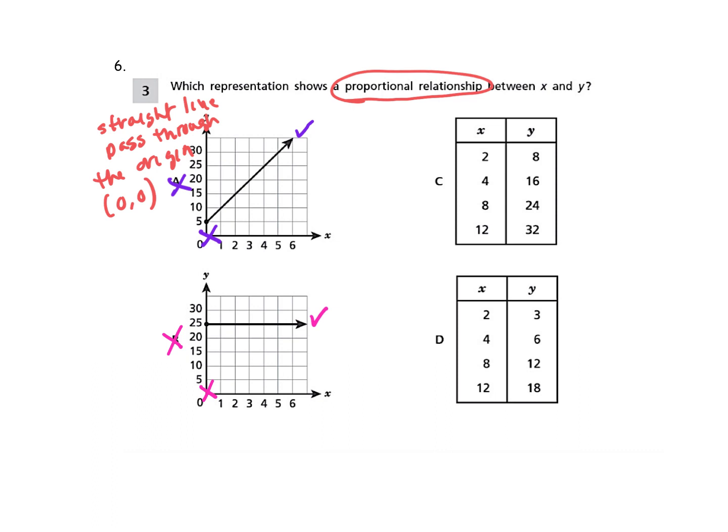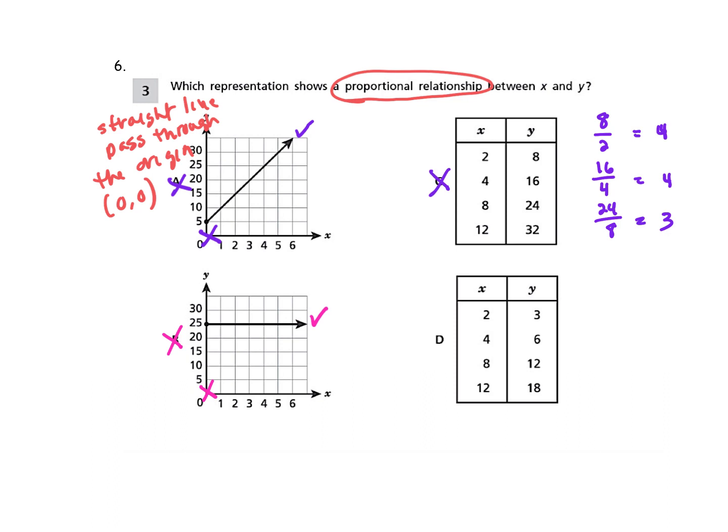Next, in a table, just like we did on question 5, we're looking for a constant of proportionality. So we're going to take the y value of 8 and divide it by the x value of 2, and we're going to get 4. And let's see if we get 4 each time. 16 divided by 4, that's also 4. 24 divided by 8, and this time we get 3. So this is not a proportional table.